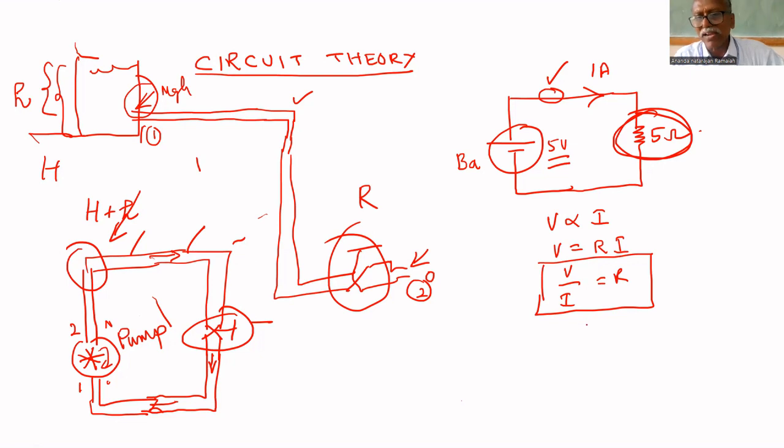By Ohm's law, we can find the current. What is the formula now? You can manipulate this: V by I equal to R. That is, V by R equal to I. V is 5 volt, that is, the potential difference is 5. Resistance is 5. That's why current equals 1 ampere.